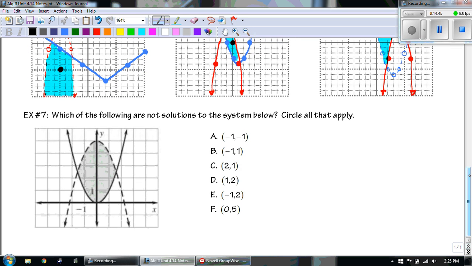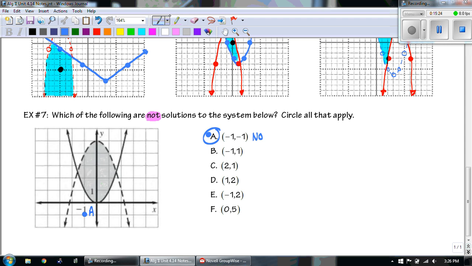Now, number 7 is saying which of the following are keyword not a solution to the system below. So they gave us 6 points. We either say that yes, they are, or no, they are not. And I want the ones that are not a solution. Okay? So as I'm graphing this, here's A. A is -1, -1. I would label it. It is not a solution. So that's what they want.